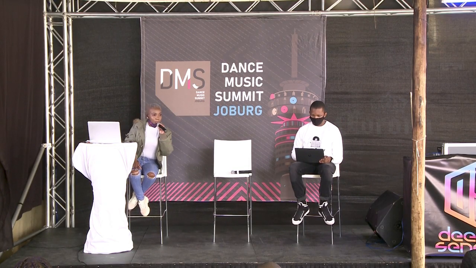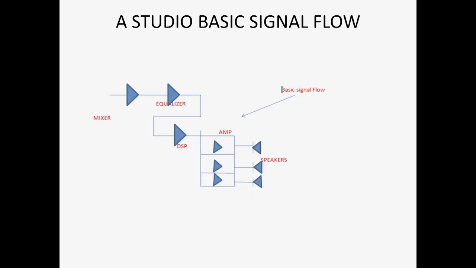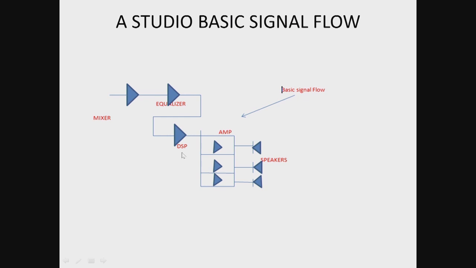So whatever I've spoken about is your basic signal flow. If you can see here, you have your mixer, né? And then you're gonna have your equalizer, and your digital signal processor, which is your DSP, and then you're gonna have your amps and your speakers. Normally, as I said, we have amps in our speakers, but if you have money, you can buy an amp.